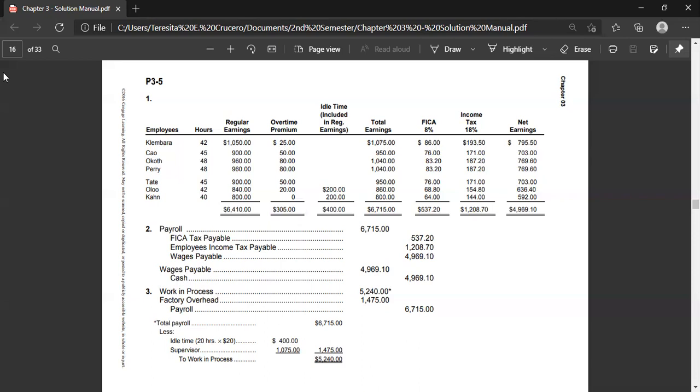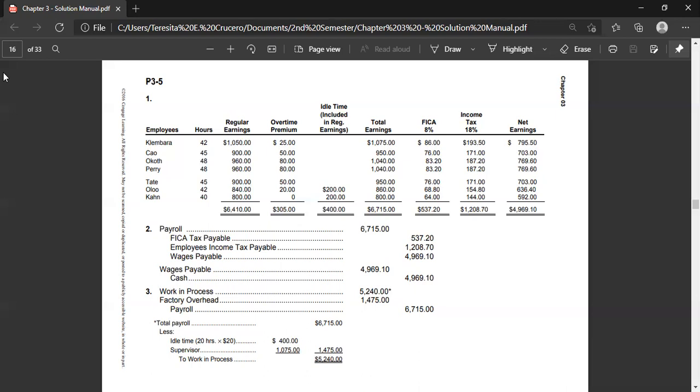Any number of hours in excess of 40. So meaning 10 times 5 is 50. Total earnings 950, so the net earnings is 703. For Ocos, the rate is 48, the basic rate, 960. So the overtime premium rate is 10 multiplied by 8. That's in excess of 40.